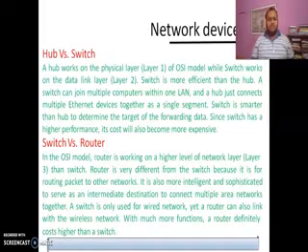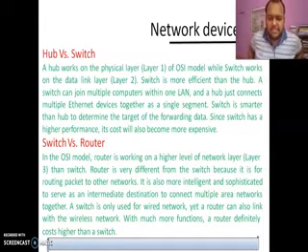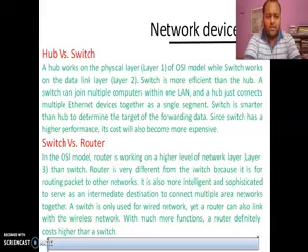Now the difference between switch and router. Now friends, the difference lies in their working on the layer of the OSI model. Now in the OSI model, the router is working on a higher level, the network layer, whereas a switch works on the data link layer. A router is different from the switch because it is used for routing packets. Packets are the messages that we use to forward on the networks. It is also more intelligent and sophisticated, to serve as an intermediate destination to connect multiple area networks together.